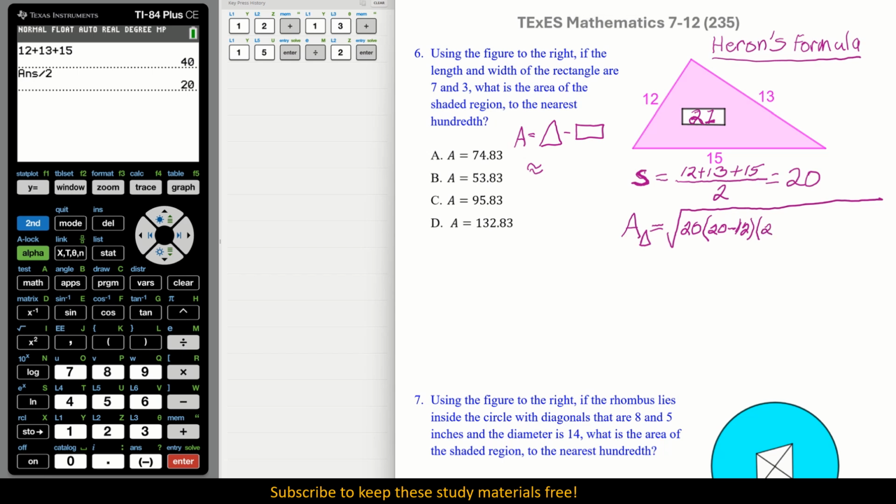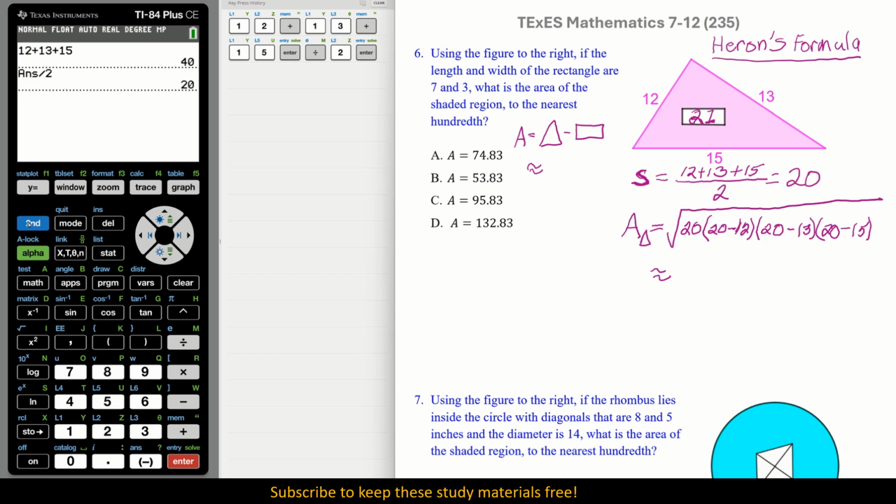Okay? So then I have 20 minus 13, and then 20 minus 15. It's all under the radical, and it will be an estimate. Okay? All right, and we take that and we subtract the 21. But let's go through this process first.